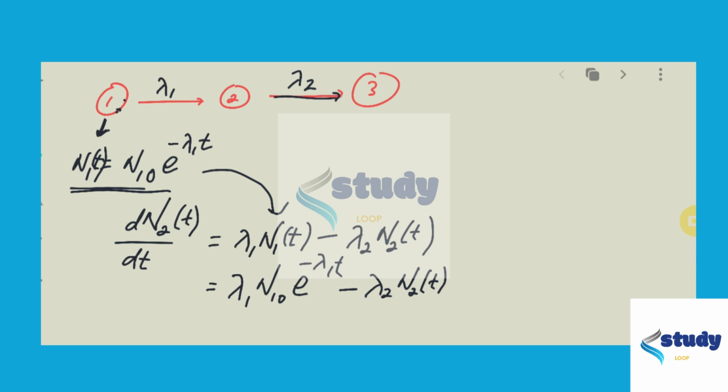Now this is a differential equation, and in the question we are asked to solve it, and we are given a clue, that is to assume a trial solution. So we're going to assume that the solution for N2 t in general is going to be equal to N1 naught times h1, which is some unknown constant for now, just leave it as h1, times exponential negative lambda 1 t plus h2 exponential negative lambda 2 t.